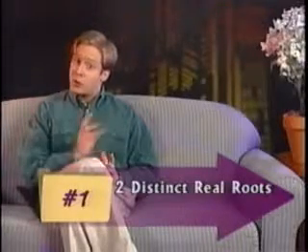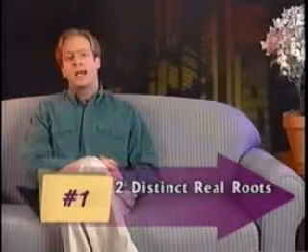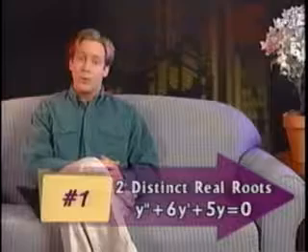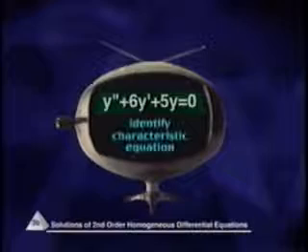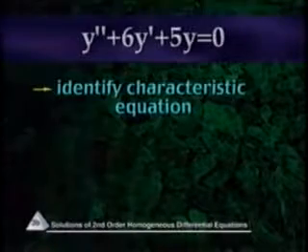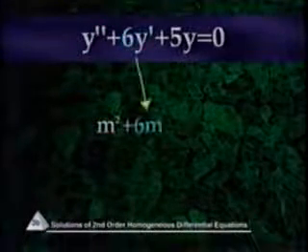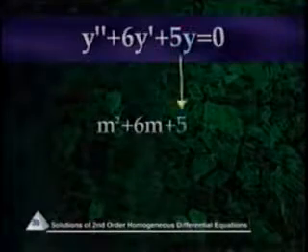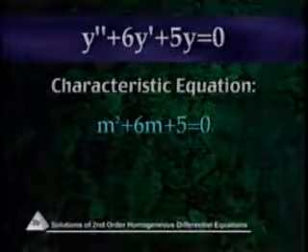The first case scenario is a characteristic equation that has two, count them, two distinct real roots. This is the most straightforward case. Here's an example. Let's solve the differential equation y double prime plus 6y prime plus 5y equals 0. The first step here is to identify the characteristic equation for this differential equation. To identify the characteristic equation, we simply convert the y terms to m terms of the same degree. Y double prime becomes m squared, 6y prime becomes 6m, and 5y just becomes 5. So the characteristic equation is m squared plus 6m plus 5 equals 0.